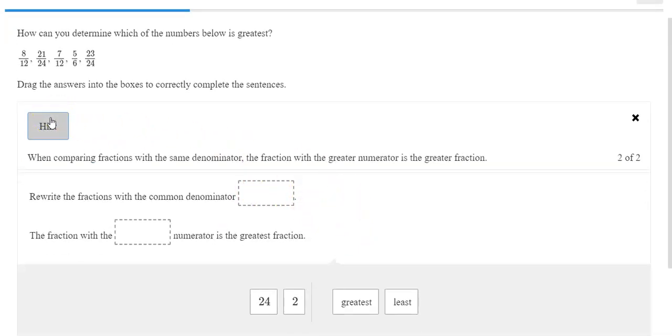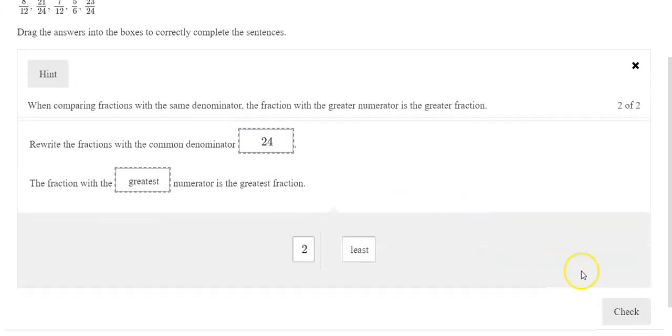When comparing fractions with the same denominator, the fraction with the greater numerator is the greater fraction. So I can change 12 into 24, and I can change 6 into 24. So our denominator is going to be 12, and then we're going to choose between greatest and least. The fraction with the blank numerator is the greatest fraction. The greatest numerator.